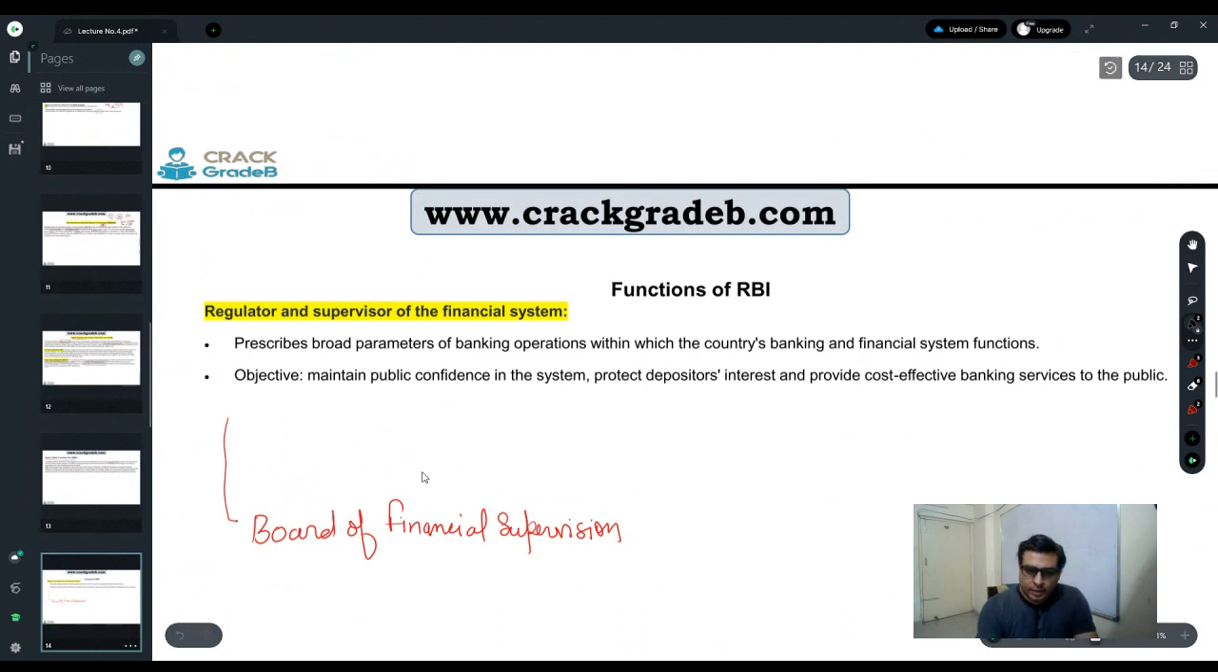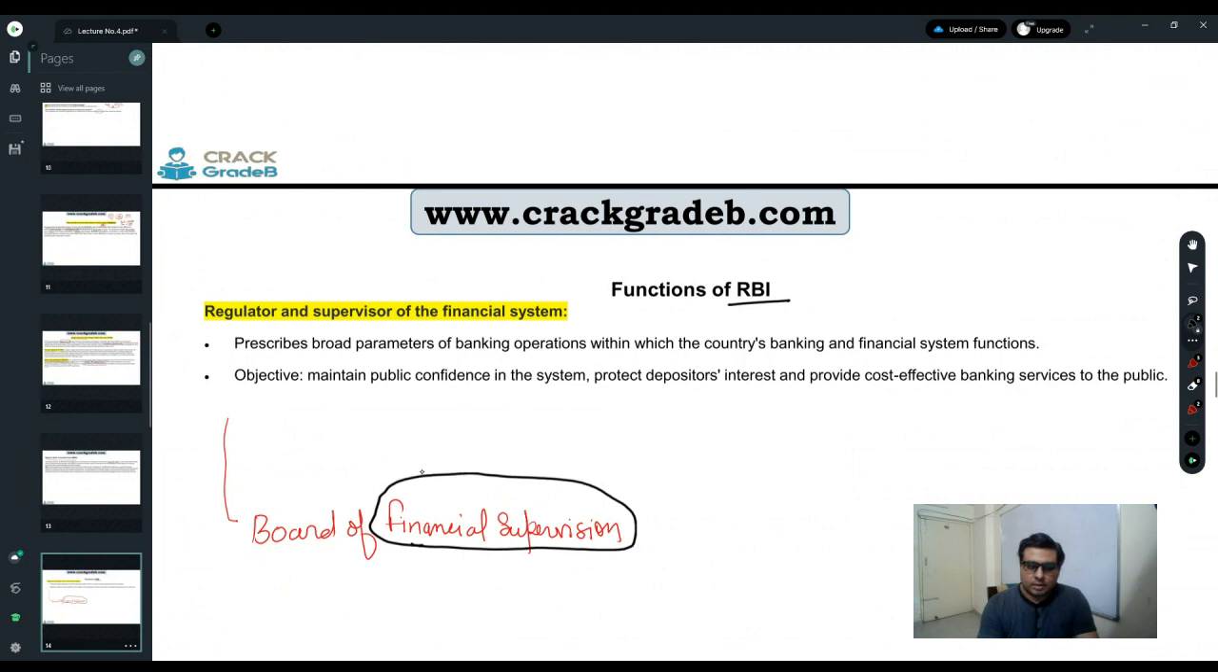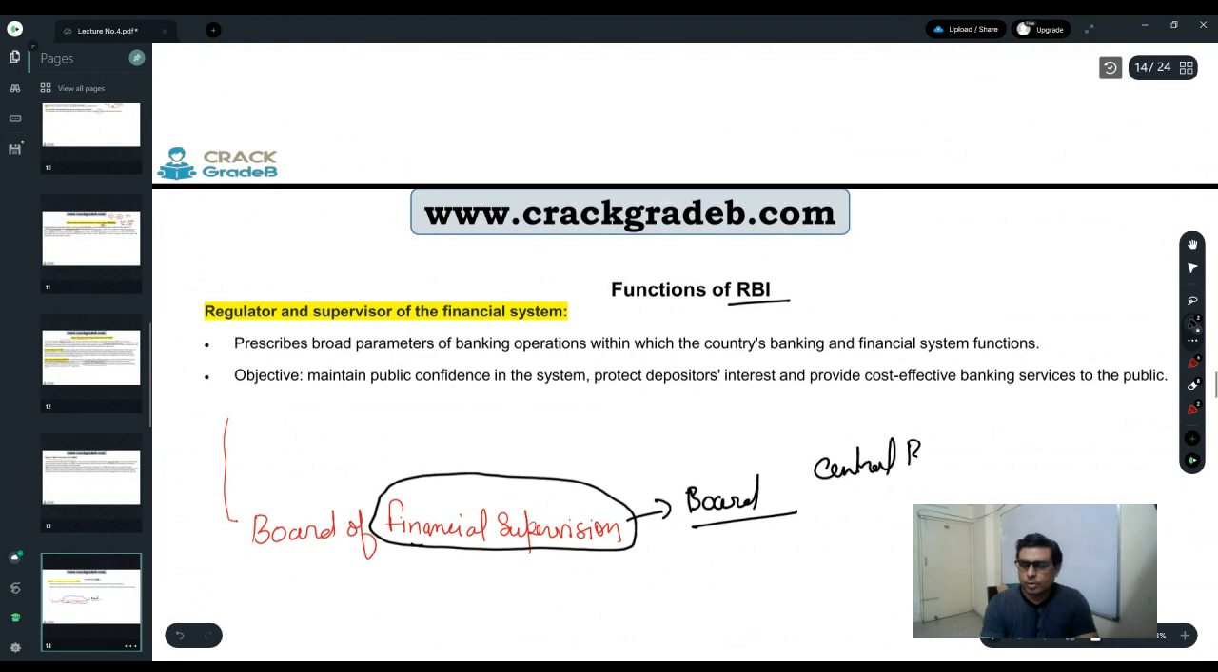So RBI has one function that is known as financial supervision. One of the most important functions of RBI is financial supervision. And this financial supervision is being done by the board. Which board? The central board. Central board of whom? Central board of RBI. And who is in the central board?